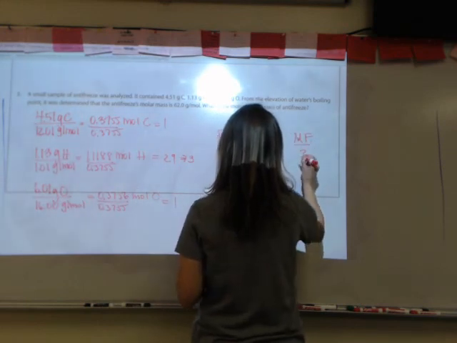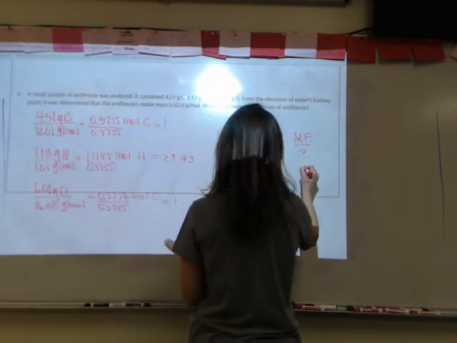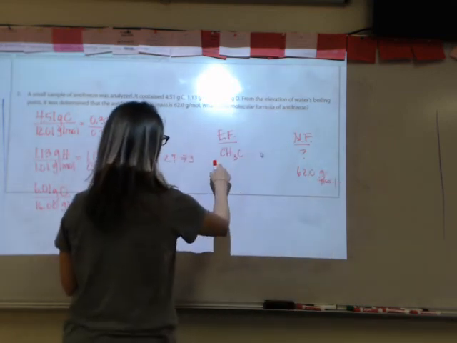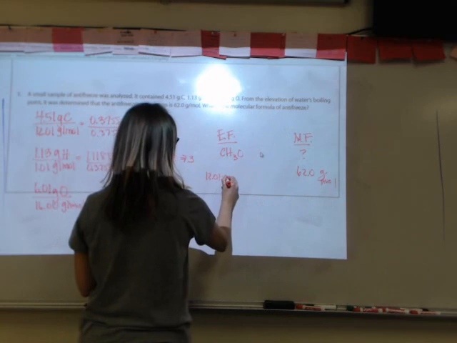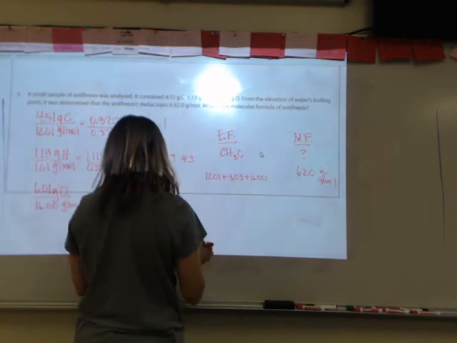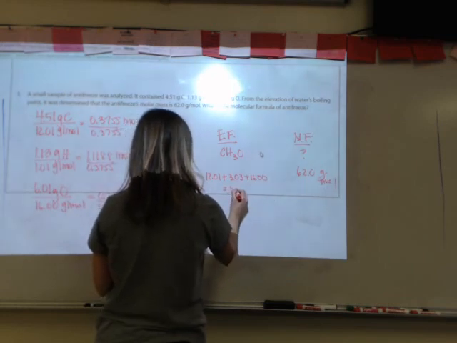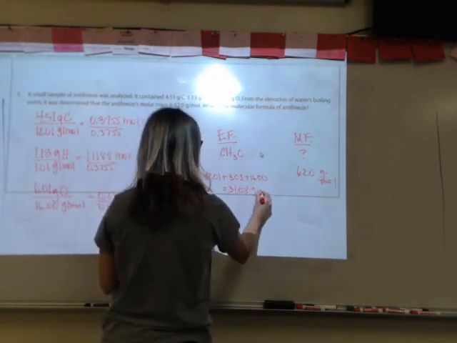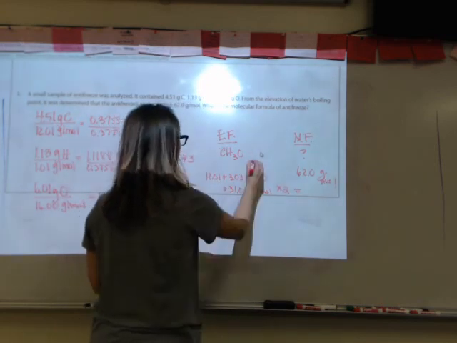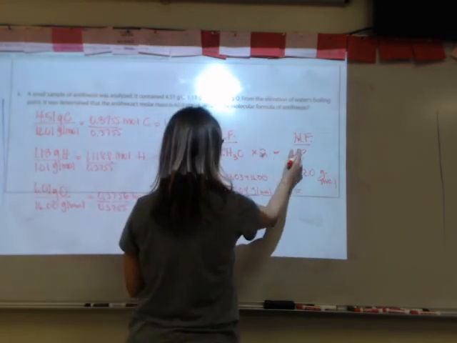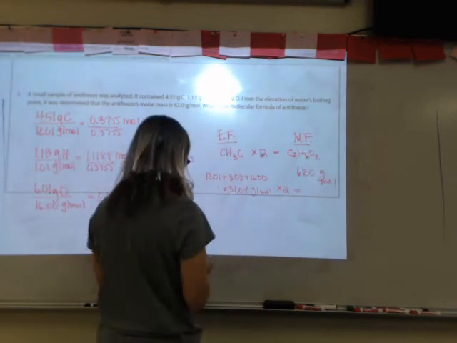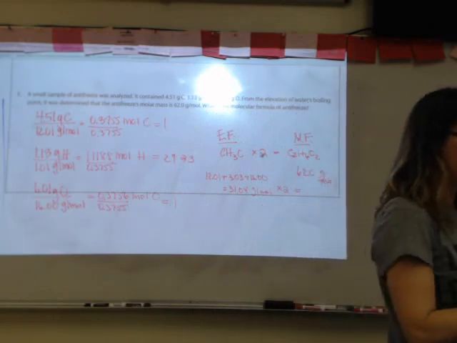Now, to figure out my molecular formula that has a mass of 62, I need to figure out the mass of this empirical formula, which is 12.01 for carbon, 3.03 for hydrogen, and 16 for oxygen. So this is 31. 31 times 2 is 62. So CH3O times 2 is C2H6O2, which is my molecular formula.